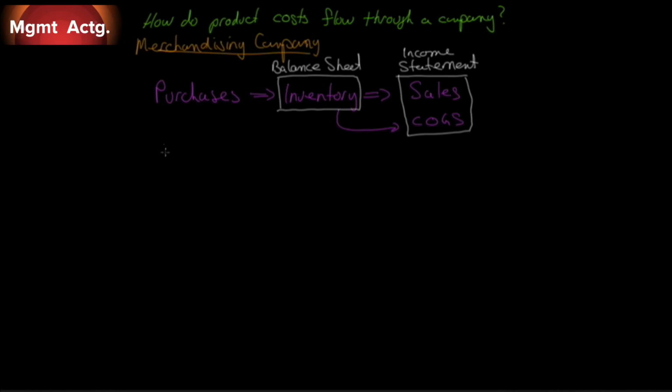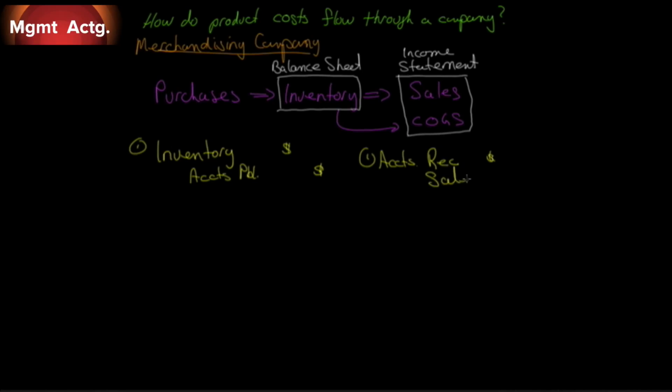So when we have purchases, we debit inventory. That's the first account it goes in. We increase the value of inventory, and we increase the amount in accounts payable. Notice that neither one of these two accounts is an income statement account. They're both balance sheet accounts. The income statement is unaffected.